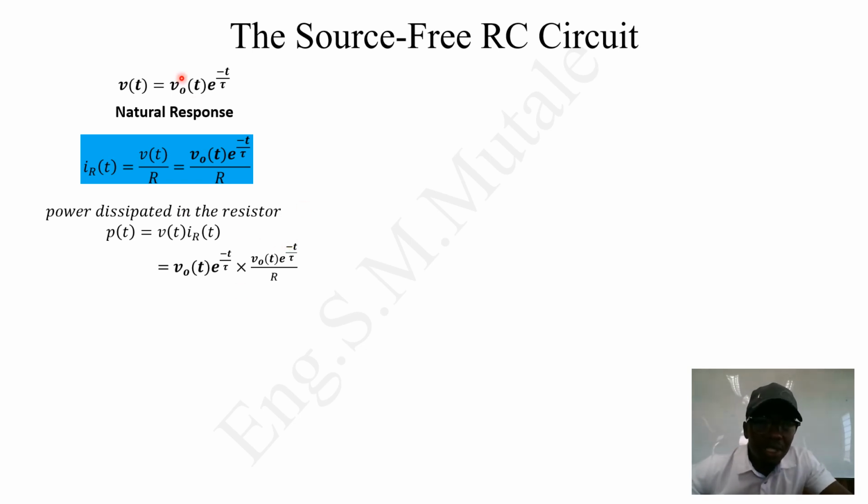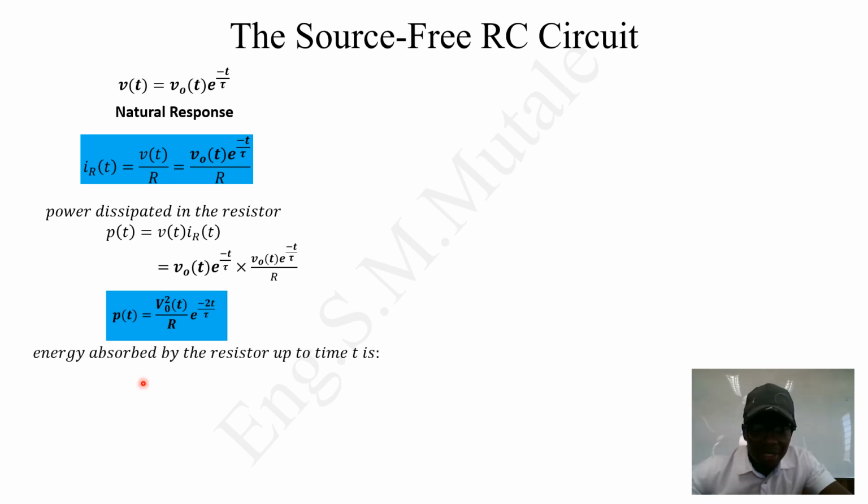Since we have the voltage equation and the current, we can basically derive the equation for power. So power is the product of voltage and current. Once we multiply those, we are having this, and then it will simplify to that. So this is the power equation.